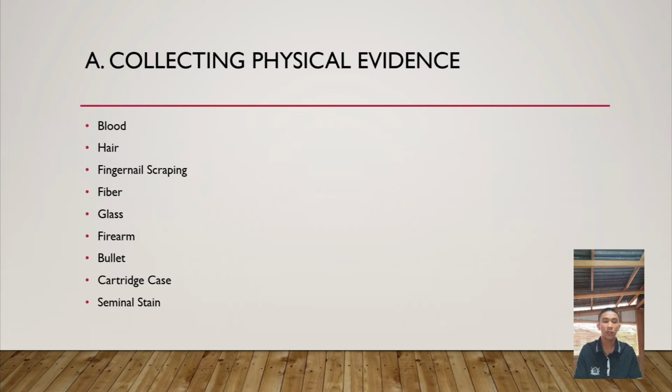It is often but not always found on clothing, blankets, sheets. It is also biological evidence like blood. It must be collected properly to maintain its integrity. This is how to collect a seminal stain. Allow any stain to air dry, wrap in paper, and package evidence in paper bags. Do not use plastic bags.